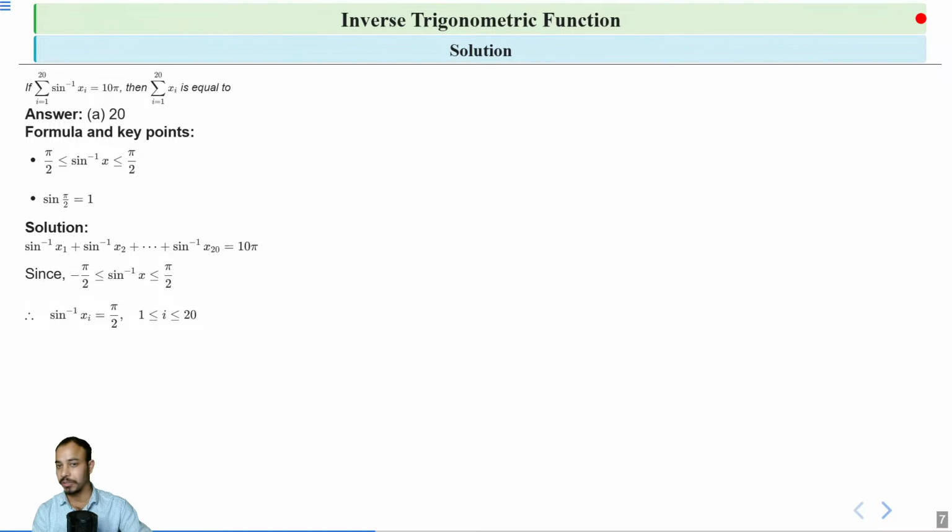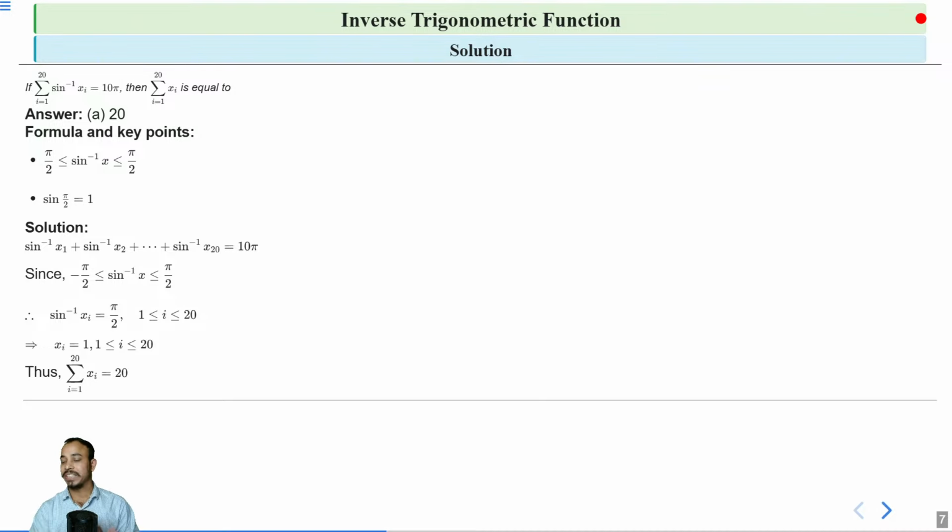where 1 is less than or equal to i, which is less than or equal to 20. So if sine inverse of x1, sine inverse of x2, and so on up to sine inverse of x20 are all equal to pi by 2, then pi by 2 plus pi by 2 plus pi by 2 up to 20 terms gives you 10 pi. So sine inverse of xi equal to pi by 2 satisfies the given equation. For every i from 1 to 20, sine inverse of xi equals pi by 2, and you know sine of pi by 2 is 1. So xi equals sine of pi by 2, so xi equals 1, where 1 is less than or equal to i, which is less than or equal to 20.